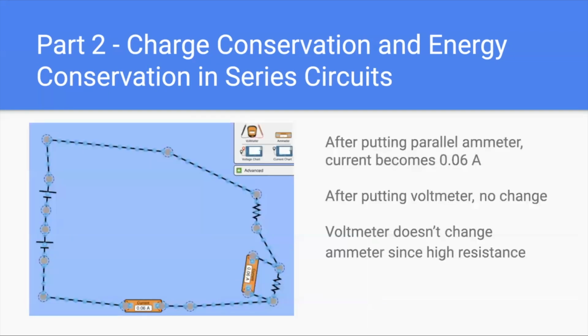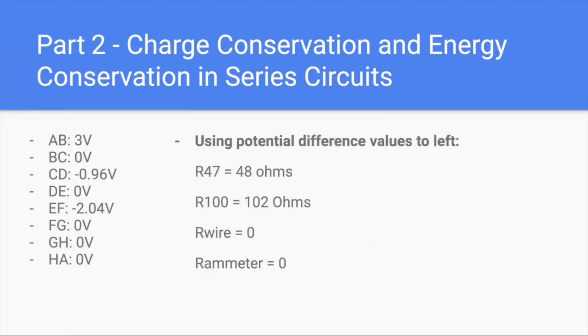After putting in a parallel ammeter into the resistor that was 100 ohms, the current became 0.06 instead of 0.02. And putting in a voltmeter did not change anything. I believe that this is the case because it has a very high resistance, so it didn't change the ammeter.